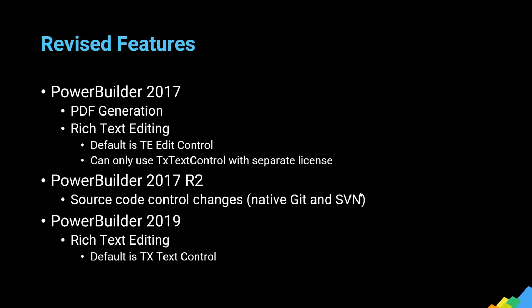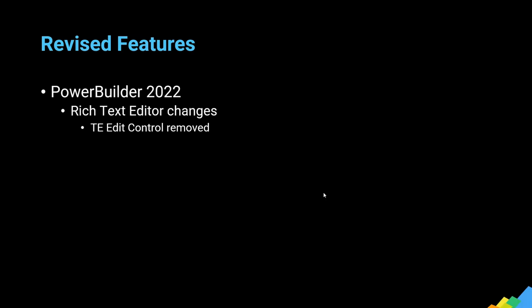PowerBuilder 2019, the GA release, brought back the TX Text Control as an OEM option. So now you didn't have to obtain your own separate license. You could go back to using TX Text Control. The TE Edit control is still available, though, in that version. PowerBuilder 2022 GA, the TE Edit control was removed. Now the only option is to use the OEM of the TX Text Control.